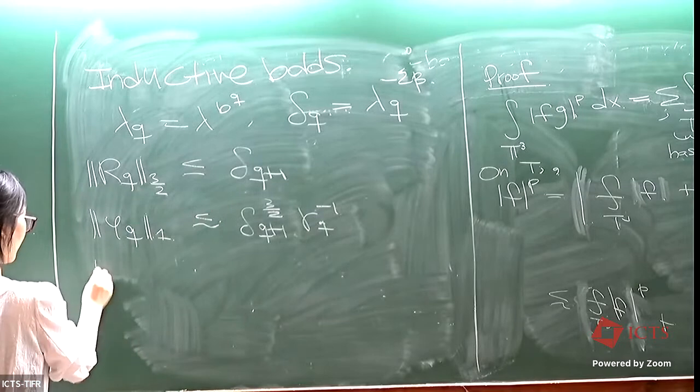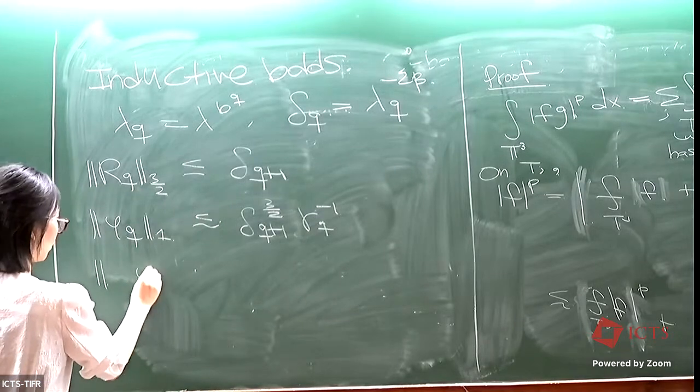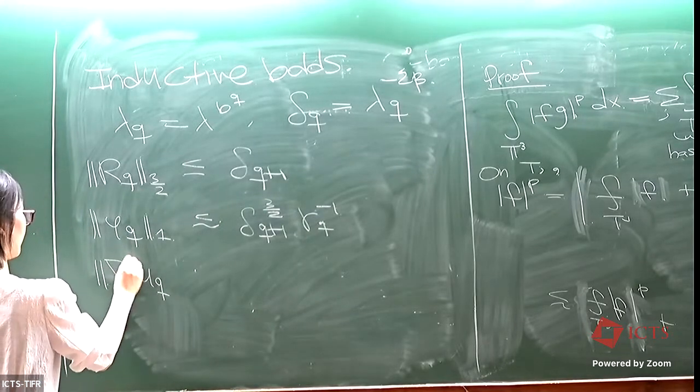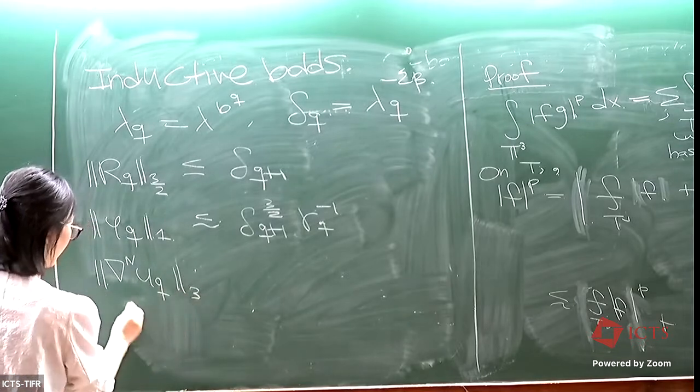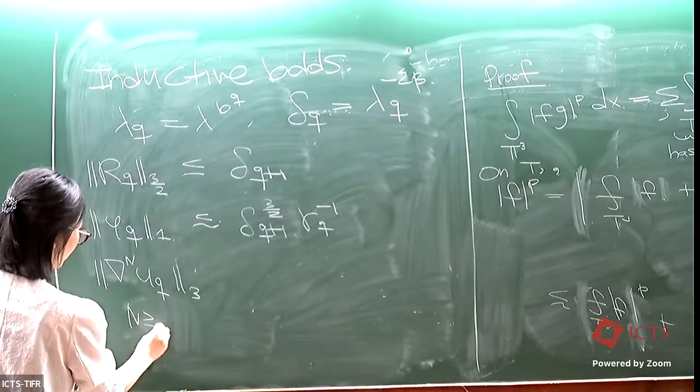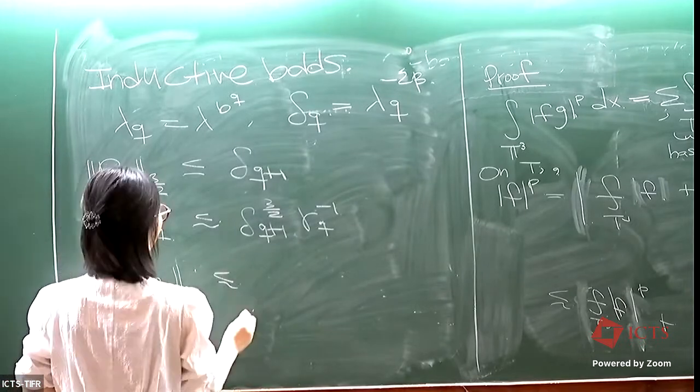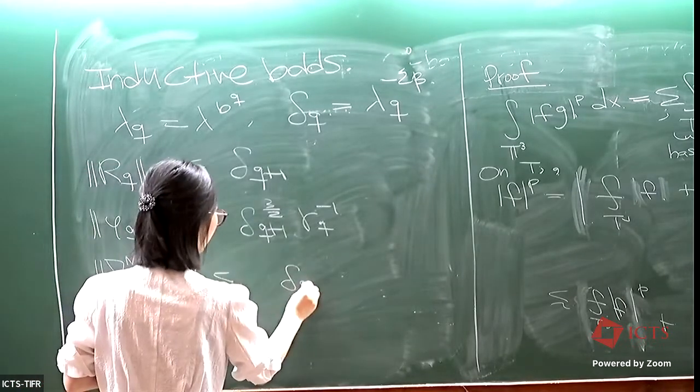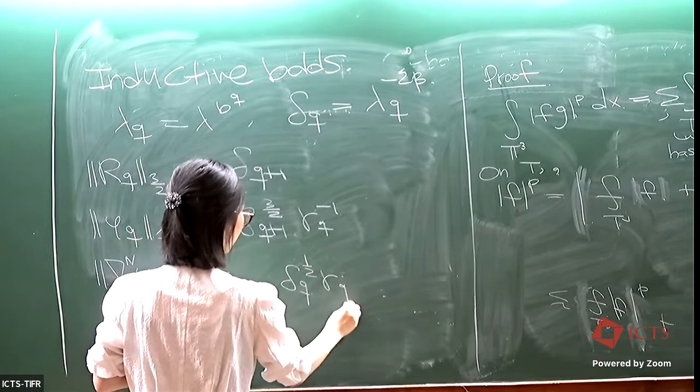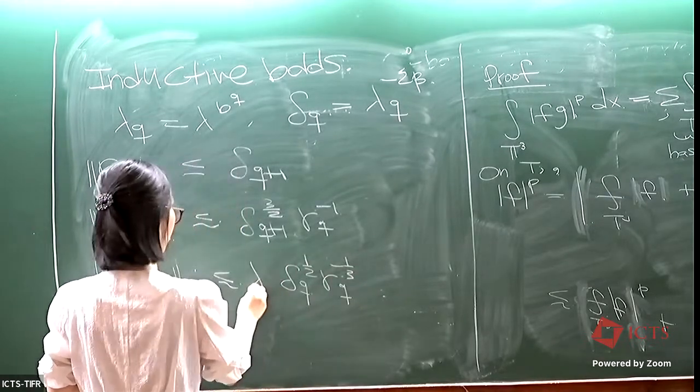And then if you compute the size of u_q, let's say when n is greater than 1, then you can do that in delta_q^{1/2} r_q^{-1}, and there's a derivative cost.